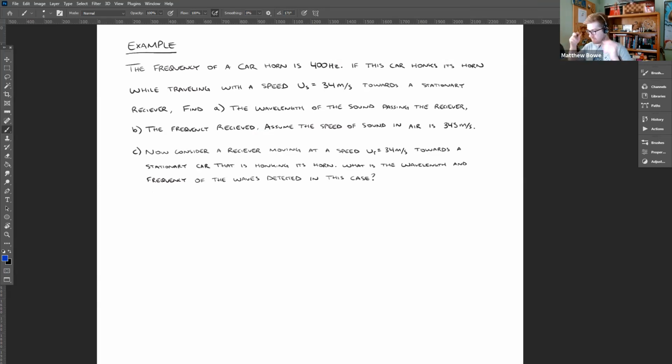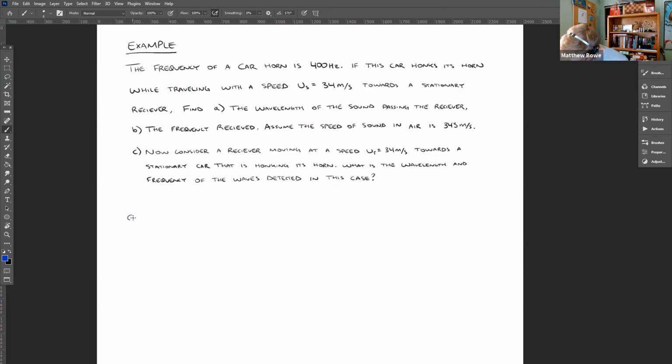So this is exactly the scenario I pitched for my drawings. We have a car horn that's going off, and we know what it should be. The car horn is emitting a frequency of 400 hertz. And in this first case, we're having the car move with a speed of 34 meters per second towards a stationary receiver.